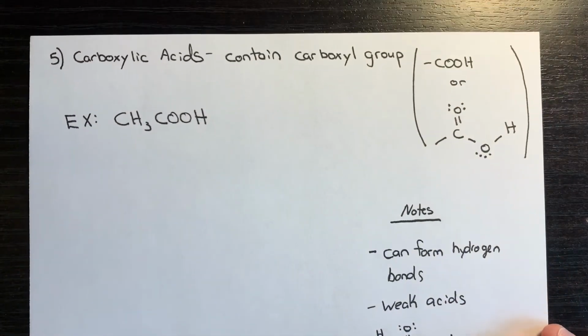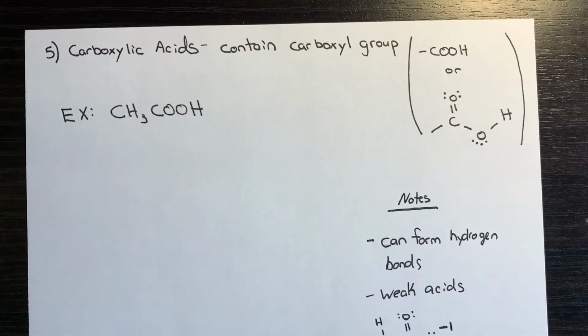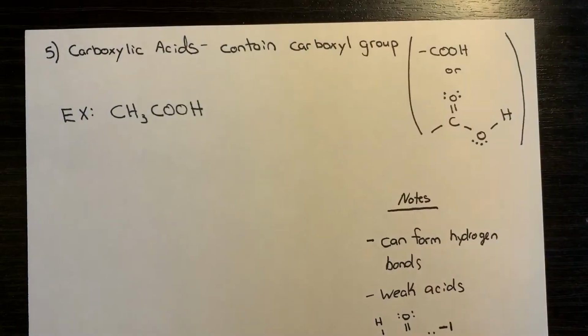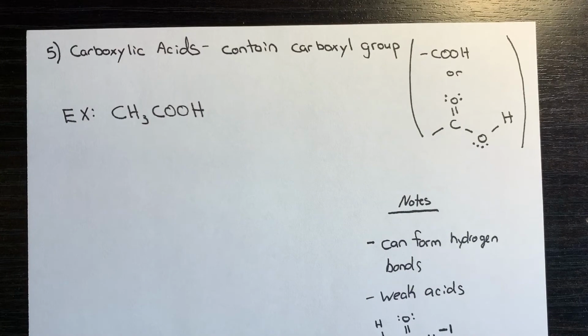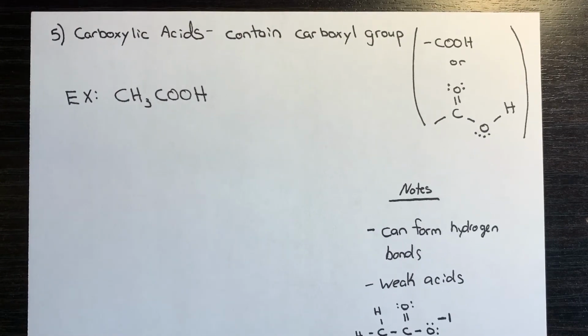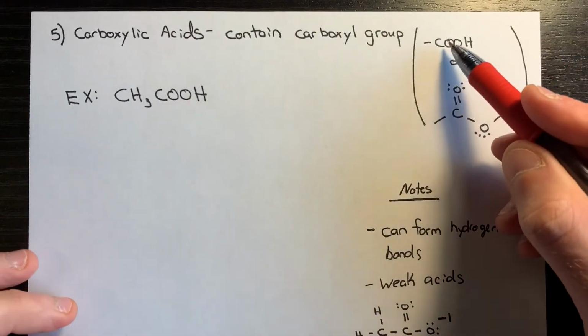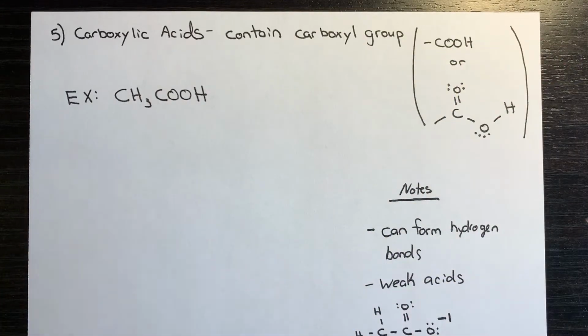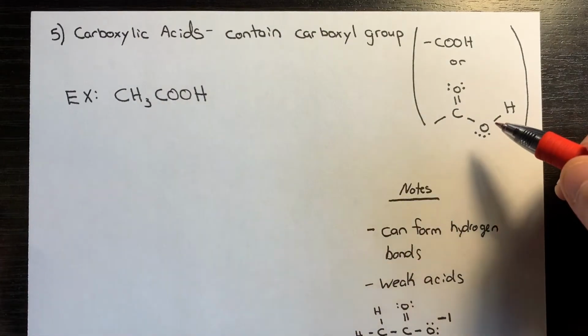Okay. We'll move on to the 5th functional group that we're going to talk about. We're only going to work through 7 today. That is our carboxylic acids. Carboxylic acids aptly contain the carboxyl group, or we might call it a moiety. It's the fancy term for that. Often we see it represented as COOH.